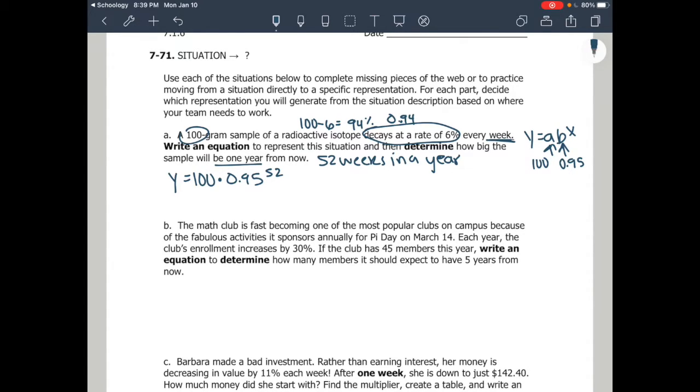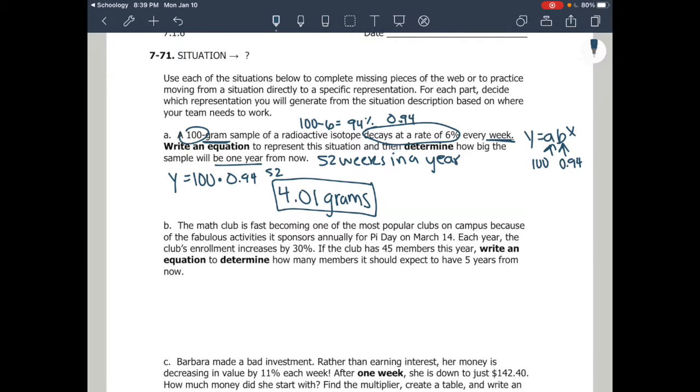I'm sorry, not 95. Oh my, I've been saying 95 for a while. You're probably freaking out over there. It's 94. Can you tell I am sick? So 100 times 0.94. There we go. So we get 4.01, and then that was in grams. So it went down to 4.01 grams.